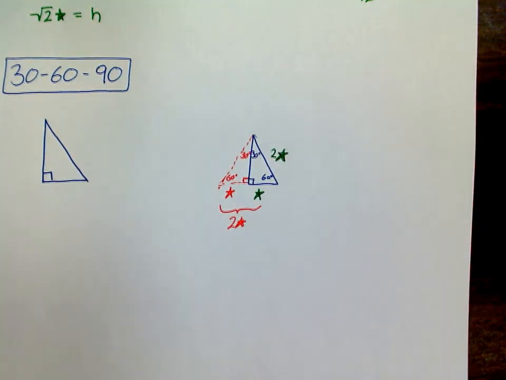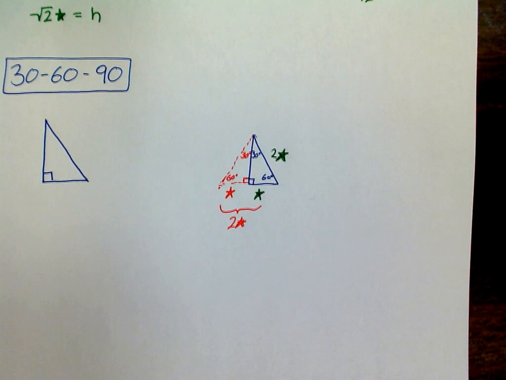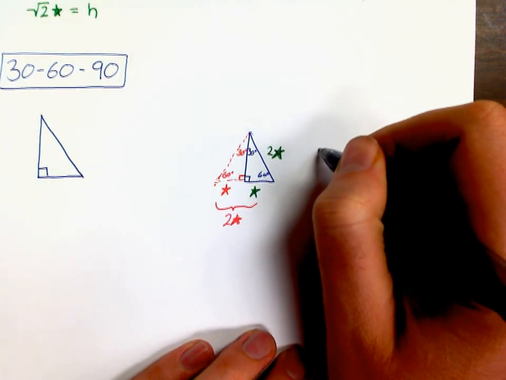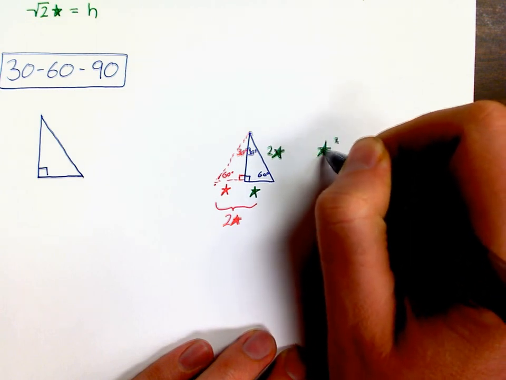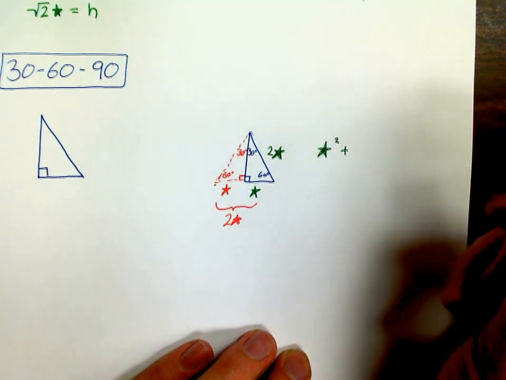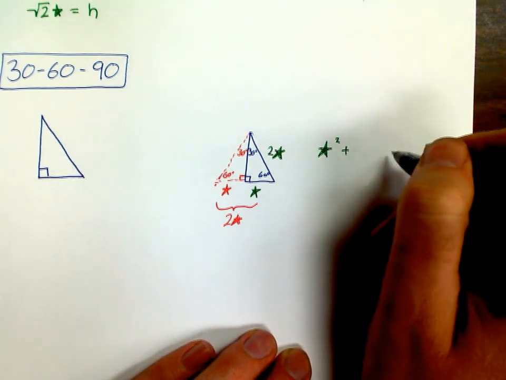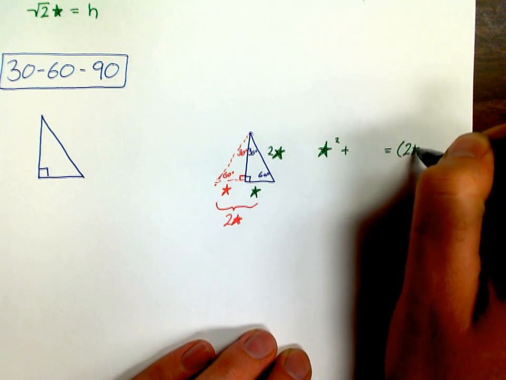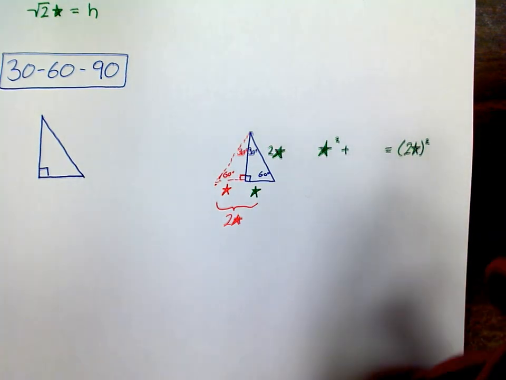Well, it's a right triangle. I know two sides, so hopefully you're thinking Pythagorean Theorem, because that's what I'm thinking, and that's what we're going to do. So we take the short side, which is star, we square it, plus, now I know a lot of you want to put 2 star squared. Remember, that's the hypotenuse. That is the biggest side. It gets its own room. It's all the way over here by itself. Okay? And notice I put it in parentheses. I'm not just squaring the star, I'm squaring the 2 as well.